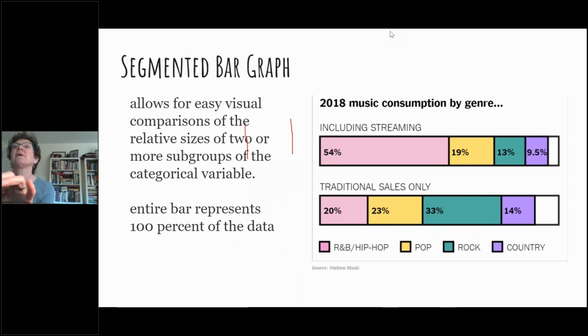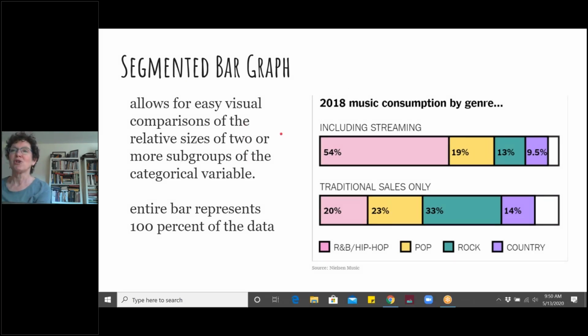So I've never seen this before. You've never seen a segmented bar graph? Good. And we're showing you something new. This again shows us really easily a visual comparison of 2 or more subgroups. So the title of this is, in the year 2018, music consumption by genre. So they're talking about music consumption.